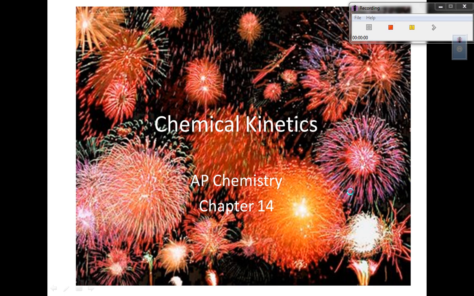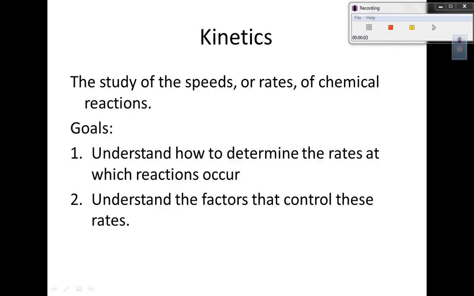Okay, so the unit of kinetics is the study of the speeds or the rate of chemical reaction. When we are dealing with this, there are two things we need to understand. We need to understand how to determine the rate at which the reaction occurs, or the speed, and we need to understand any factors that control this, like activation energy or concentration. We'll talk about the factors in a minute.